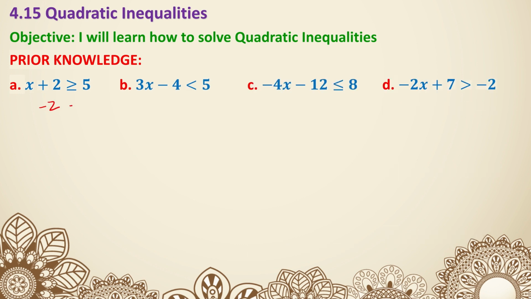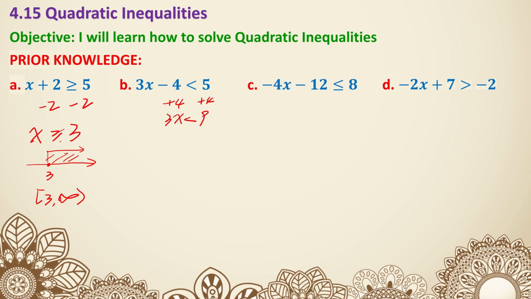First one, subtract 2 over, we're going to get x is greater than or equal to 3. If you want to graph that, it's a solid dot on 3 because there's an equal sign and it's pointing to the right. And that in interval notation is 3 with square brackets since that's indicating equal sign or the dot, to infinity.